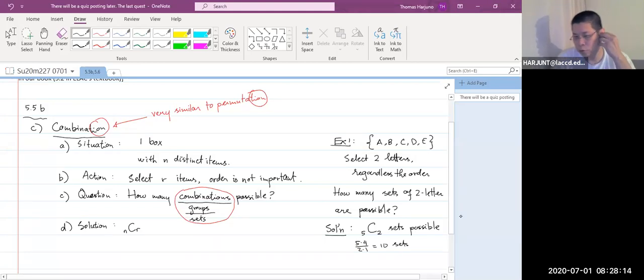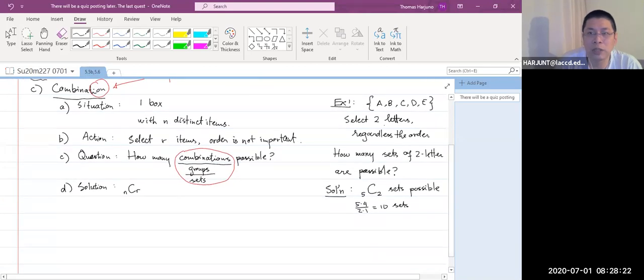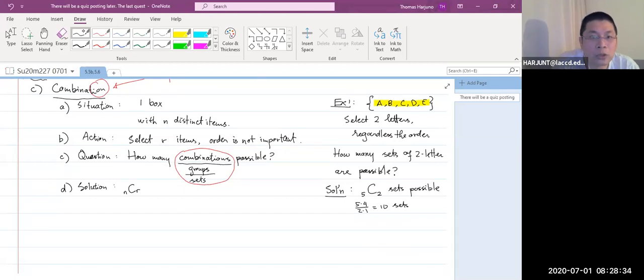Now, of course, you should wonder, Thomas, what are these 10 sets? Now, let's go to this set of A, B, C, D, E here. Now, when I select 2 elements from there, so is the difference between permutation and combination dependent on if the question cares about order or not? Yes, exactly. The only difference between permutation and combination is permutation cares about the order. Combination does not care about the order.